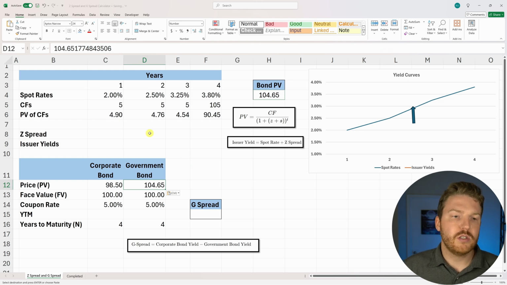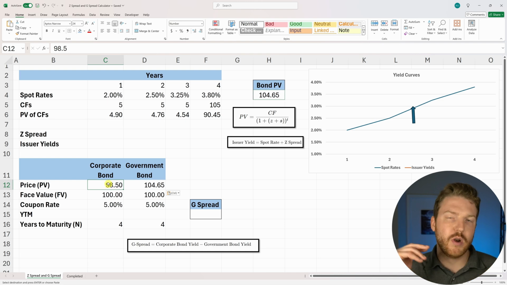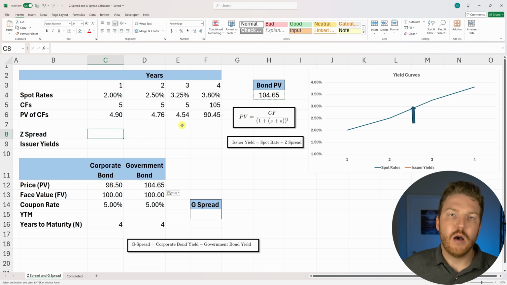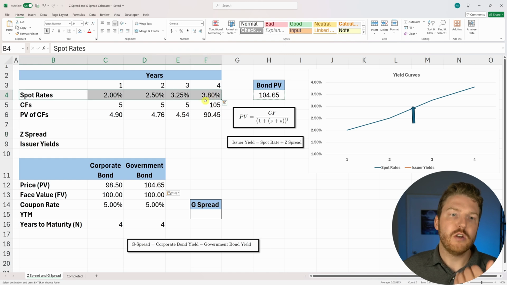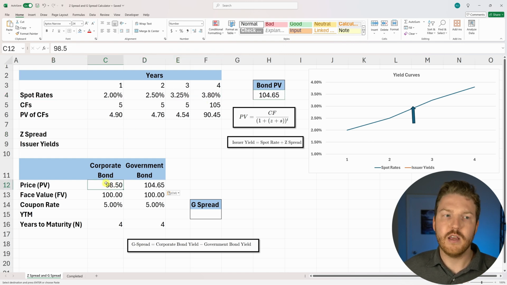But what would this corporate bond be valued at, right? Well, we know that the market tells us, let's say we went out into the observable market and we found that this bond was priced at $98.50. Well, the Z spread tells us how much we would have to shift this entire yield curve by to make sure that these spot rates, once shifted, will discount our bond properly to give us the correct value of $98.50.